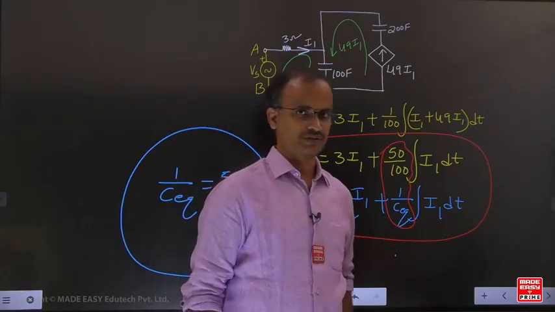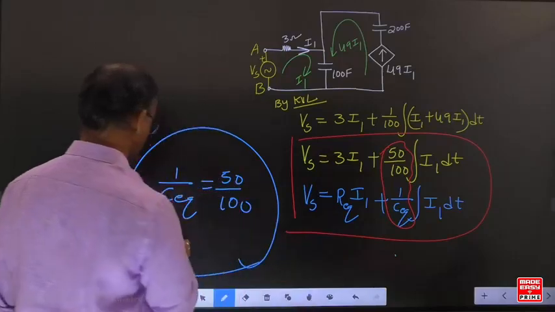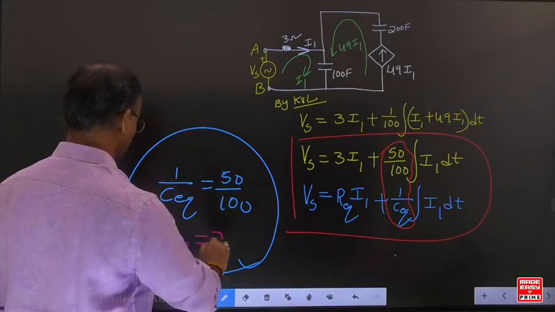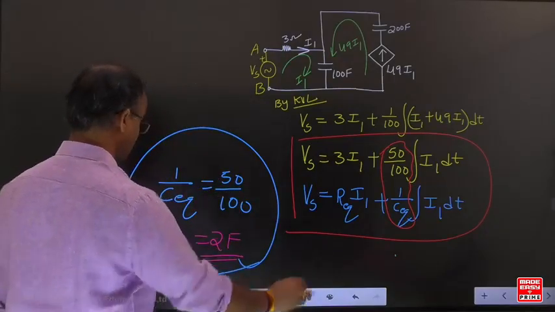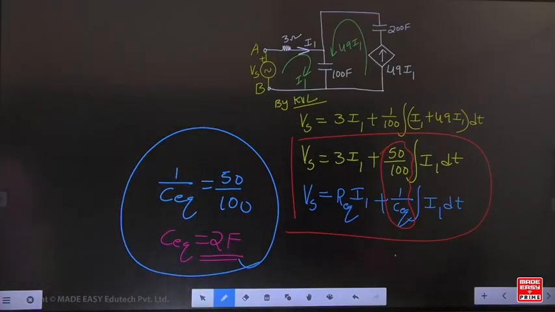From this we can conclude C equivalent is equal to 2 farad. Simplifying, C equivalent is 2 farad.